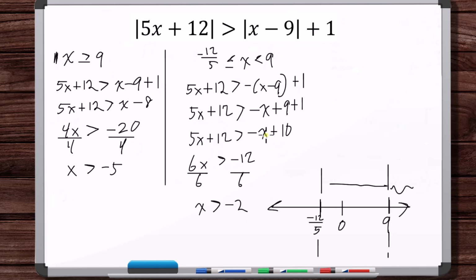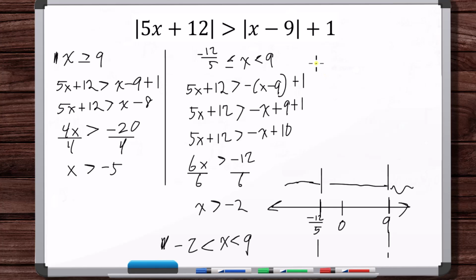All right. So now where do these two regions overlap here? Because these are solutions, but they're only solutions that are within this interval, right? The interval that we specified. So x is less than 9, but then what's more negative, minus 12/5 or minus 2? Minus 12/5 is more negative, so then it needs to be minus 2. So there we go. There's more solutions.